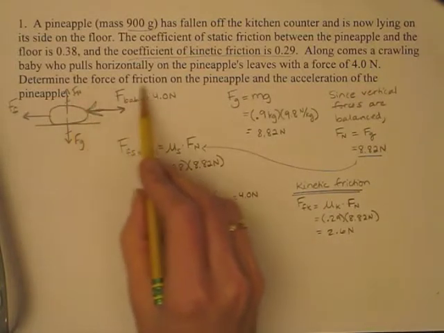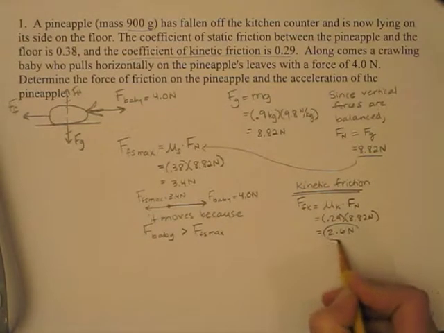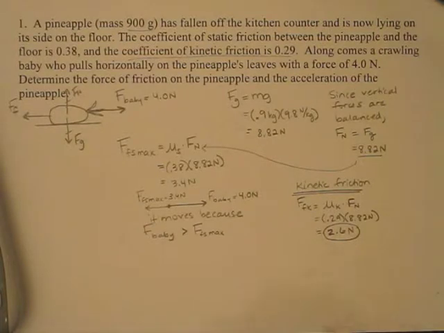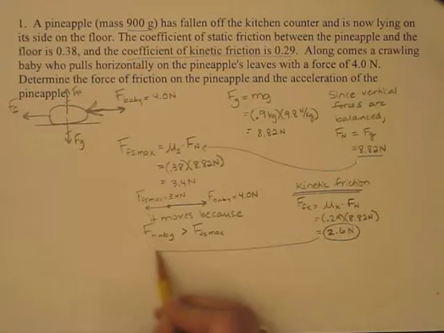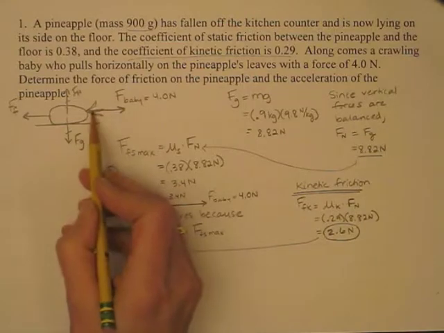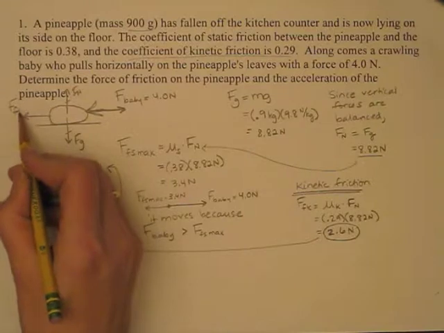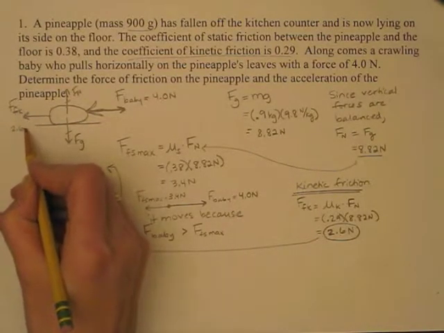And it says determine the force of friction on the pineapple. So since it's moving, this is going to be the amount of the force of friction on the pineapple. Now it also says to find the acceleration of the pineapple. So to find the acceleration, I'm going to go back over here near my free body diagram. Since it's moving, I've got the baby pulling to the right with 4 newtons. And it's moving, so I know now that this is kinetic friction, and that is 2.6 newtons.